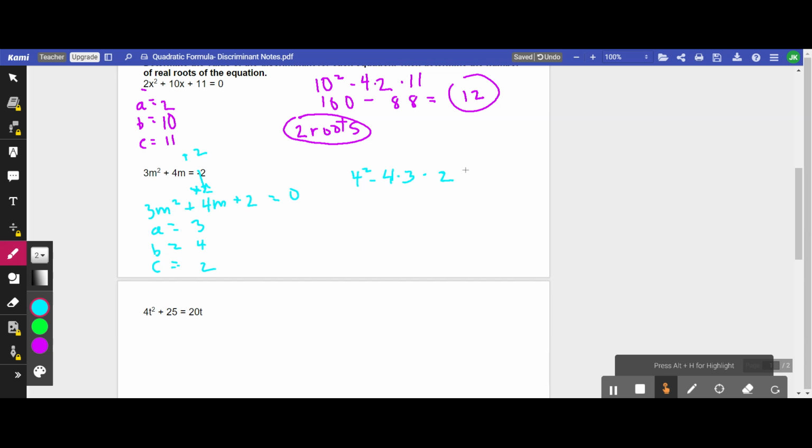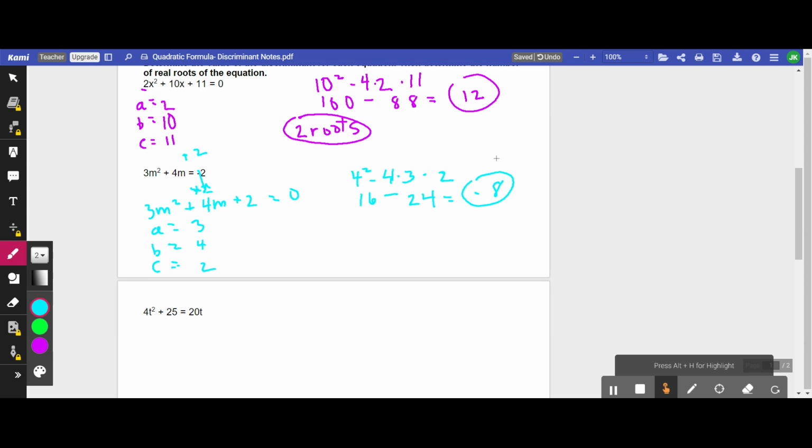And then you can evaluate here or type it in. So 4 squared, 4 times 4, so that would give you 16. And then you can multiply 4 times 3 times 2 when you evaluate there. So that'd be 12 times 2, so that'd be 24 then. And then you can subtract these. So 16 minus 24, so that'd be negative 8 for your discriminant value.